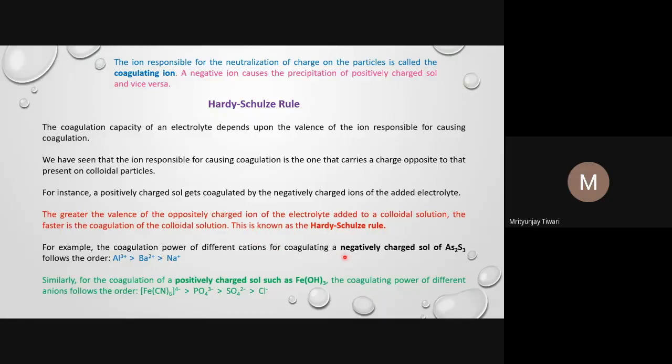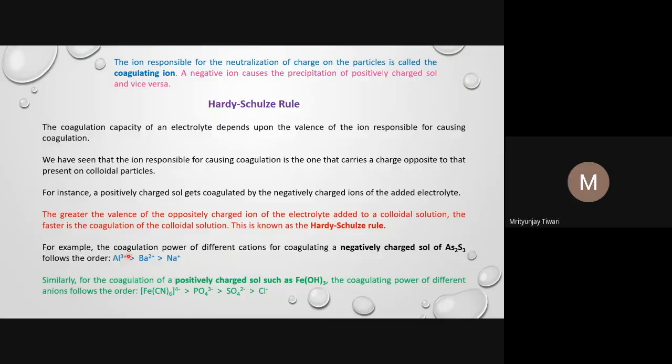For example, if a colloid is negatively charged, for example arsenic sulfide, we know usually all the sulfide sols are negatively charged. So the sol is negatively charged, then the cation of the electrolyte will cause the coagulation of this sol. Suppose there are many electrolytes which contain different cations. One electrolyte contains aluminum 3 plus ions, another contains barium 2 plus ions, and another contains sodium 1 plus ions. So the coagulation power of the different electrolytes will be in this order.